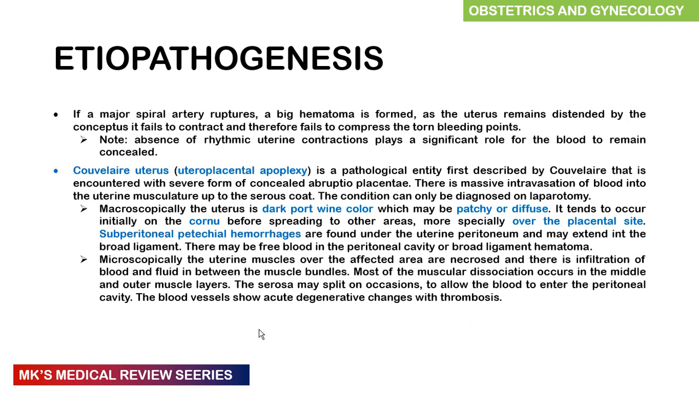Now, remember that if the spiral arteries are ruptured, a big hematoma is going to form and the uterus remains distended by the conceptus. And remember that once you have the uterus failing to contract, the blood vessels in the uterus occur in between the muscles. So it means that even when the uterus is not really contracting, the blood vessels are not going to be clamped down. It's very easy for the bleeding to keep going on because the uterine contractions are not really happening.